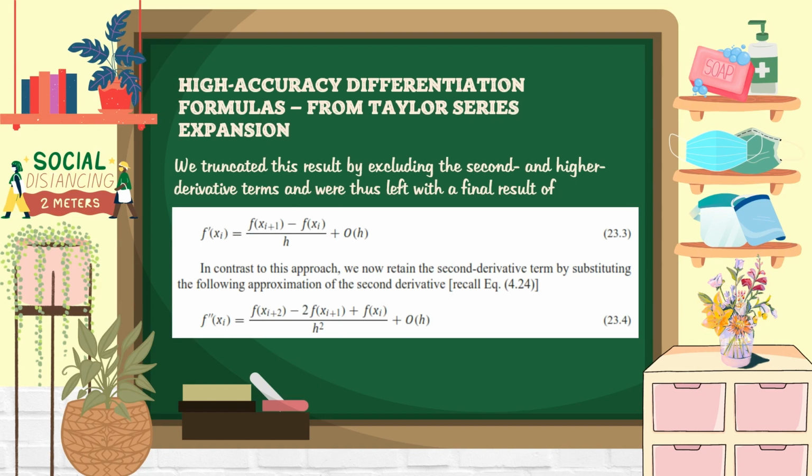So we will now have the second derivative of the function x sub i equals the function x sub i plus 2 minus 2 times the function of x sub i plus 1 minus the function x sub i, all over h squared, plus the error, representing equation 23.4.